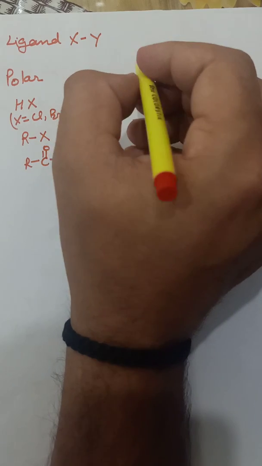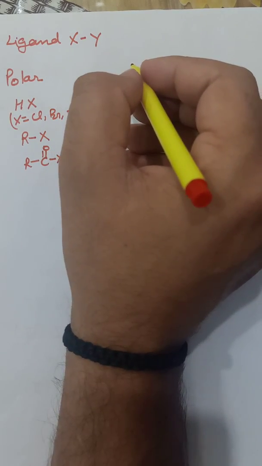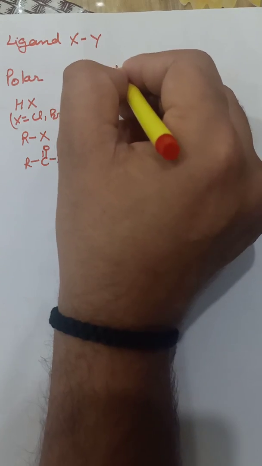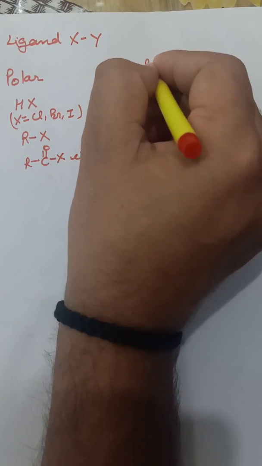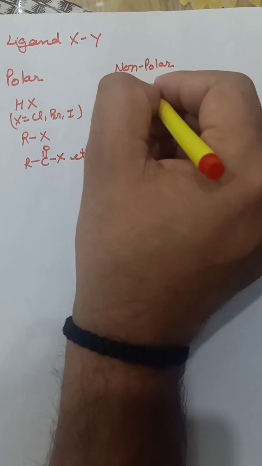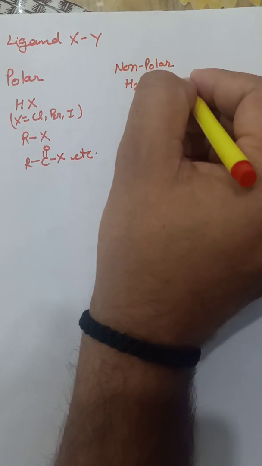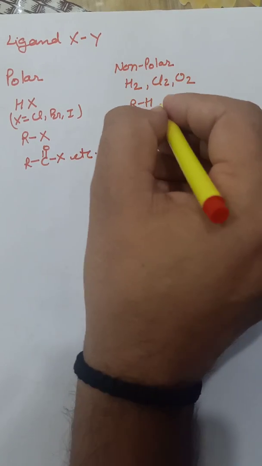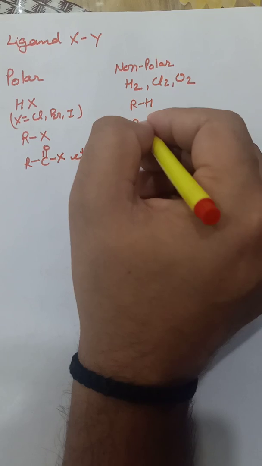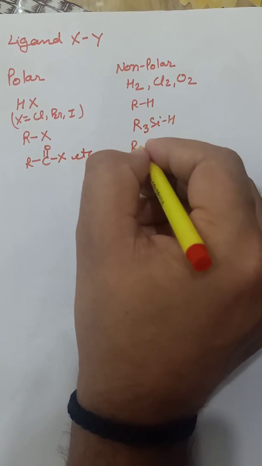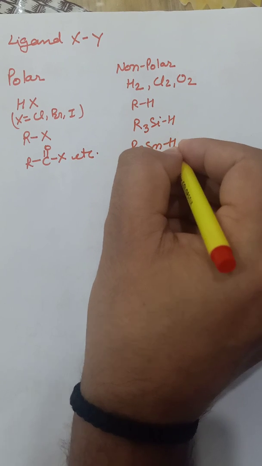This XY ligand can be non-polar. It can be a non-polar species or ligand, for example, H2, Cl2, O2, some alkane, or this can be your silyl hydride or tin hydride. These are the non-polar ligands.